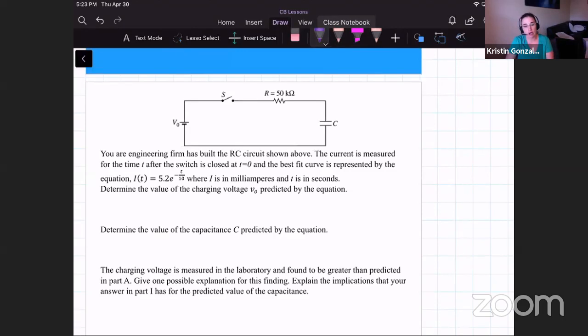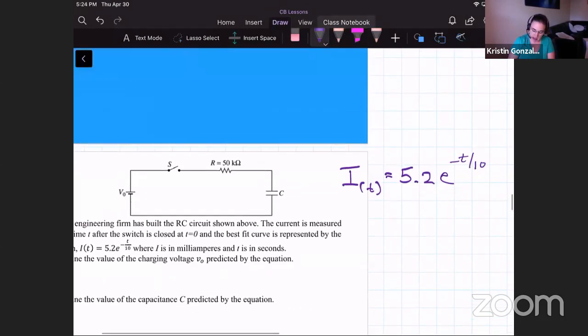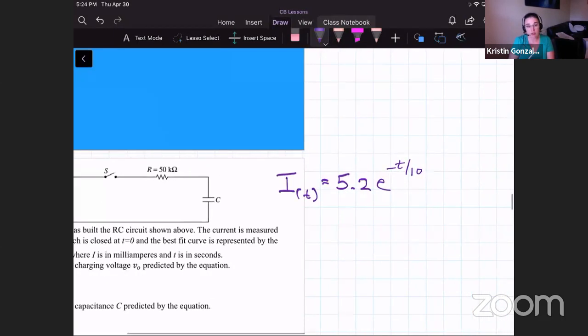So we want to look at, well, what do we know? We have our equation, and I'm going to rewrite it over here so we can talk about it. I is equal to 5.2 e to the negative t over 10. So let's look at that equation that Roger just gave us for current, right? He said that after we derived that charge as a function of time, and then we took the derivative of that, we got that I as a function of time is equal to E over R times e to the negative t over RC. And this holds true for any capacitor that is charging.